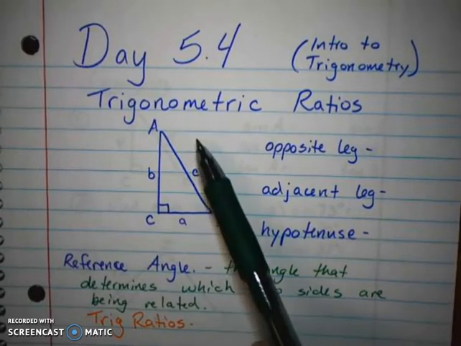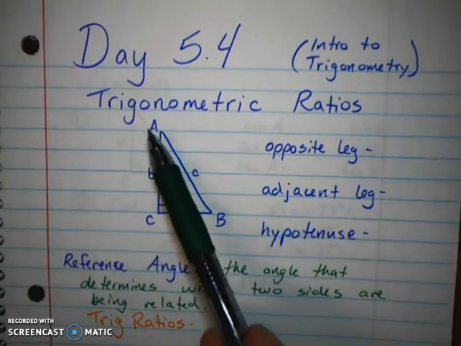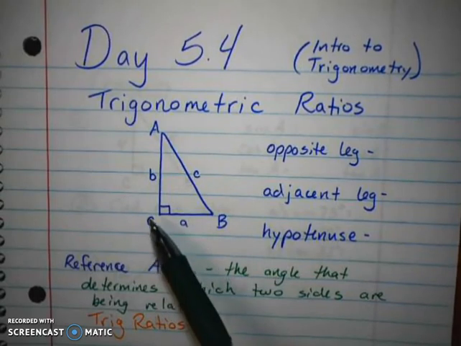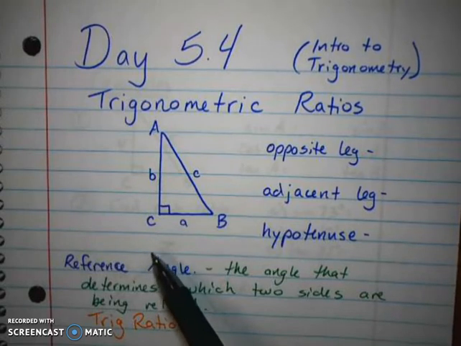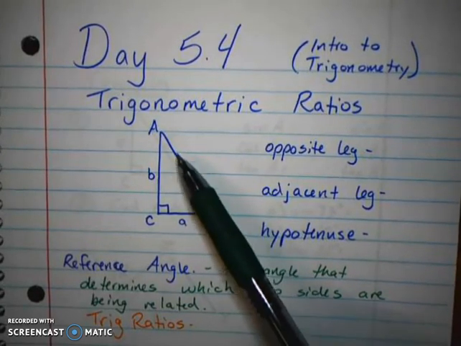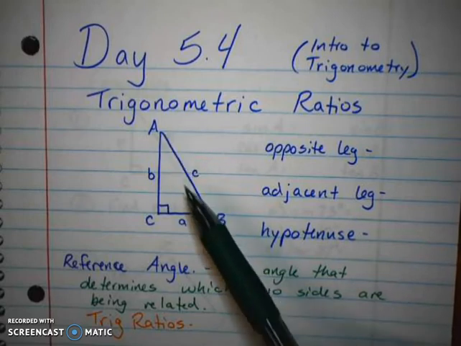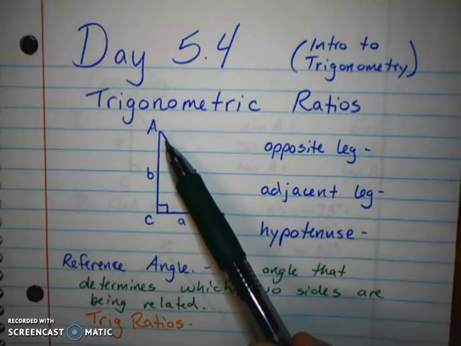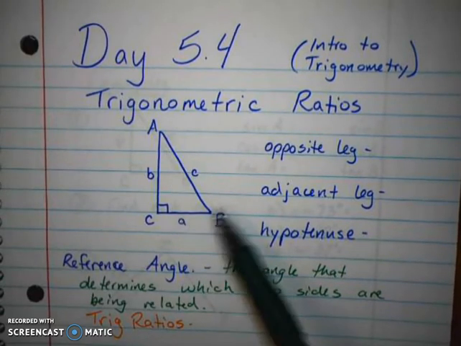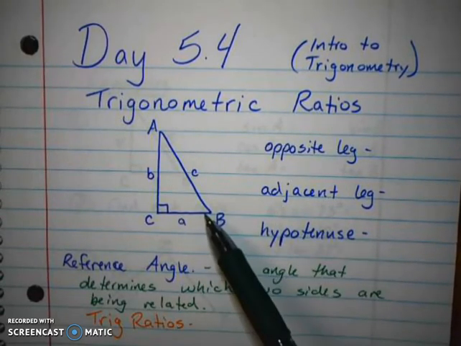Okay, so here I've given you a diagram where I've labeled the three angles of the triangle, A, B, and C. C is the right angle. We will not use C as a reference angle. The reference angle, for our purposes today, are always going to be the acute angles, either A or B. Because the side that is opposite angle A is actually adjacent to angle B.